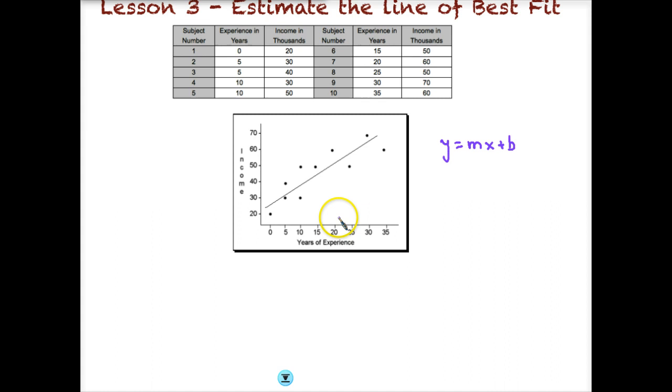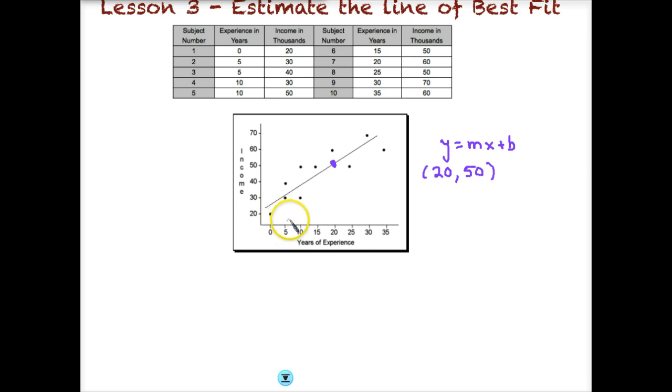So, for example, I could take 20 right here, come up, and I can plot a point on the line right here. And that point looks like it hits 50. So we're going to call that point (20, 50). Notice that's not one of the points that I plotted. However, that point is on the line, so it's a good point to use.